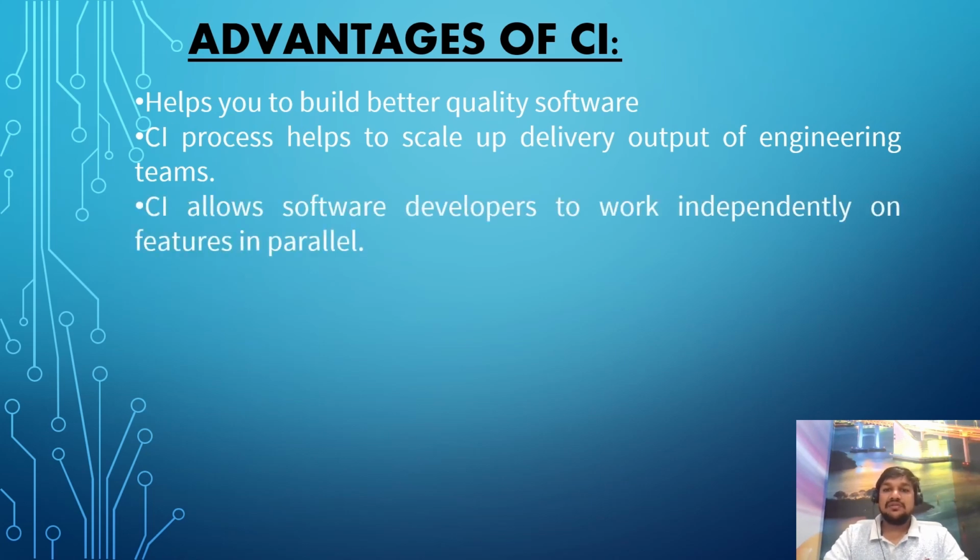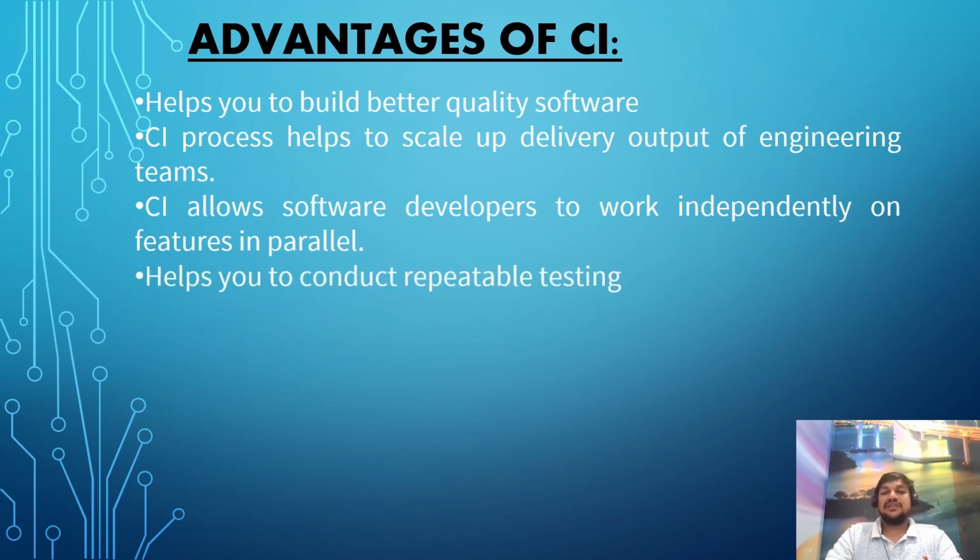CI allows software developers to work independently on features in parallel. Since CI involves SCM, and right now we are using Bitbucket or GitHub, all these are distributed source code management. So anybody can clone, developers can do their work on their changes, and then push them. As soon as they push their changes into GitHub, Jenkins will trigger, build that code, and tell you if your code is successful or getting integrated with the rest of the code or not. If it is successful, it will go to the next environment automatically.